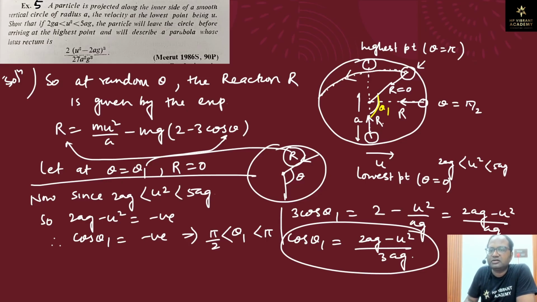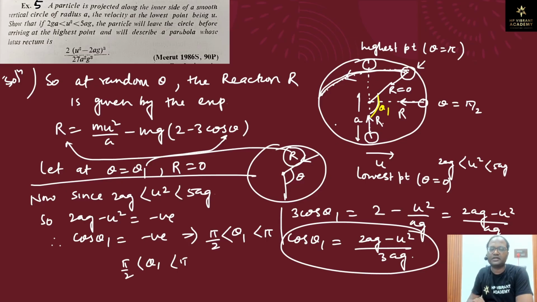So this is our parabolic path. What we have to show is that if 2ag is less than u square and u square is less than 5ag, the particle will leave the circle before reaching the highest point. So theta 1 lies between pi by 2 and pi. The restriction on theta 1 is pi by 2 to pi. This means before reaching the highest point, the particle will leave the circle and follow the parabolic path.